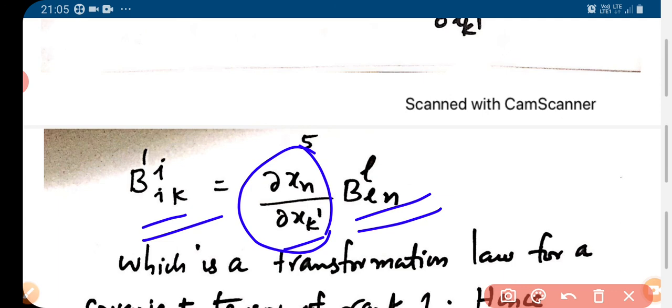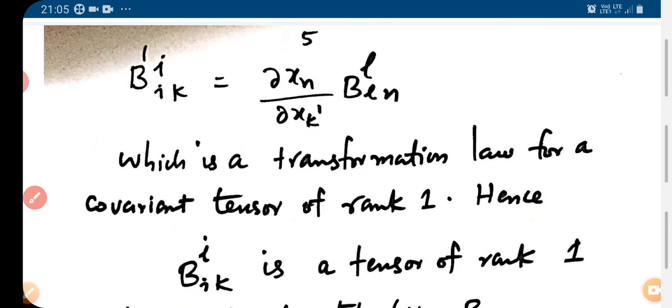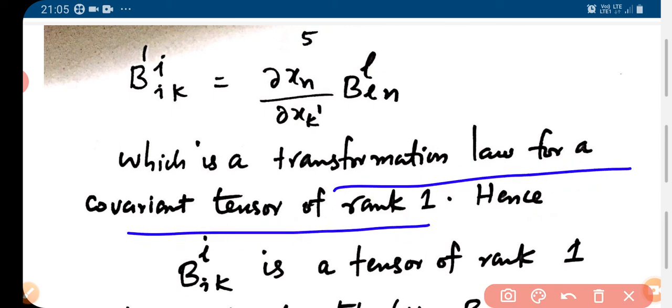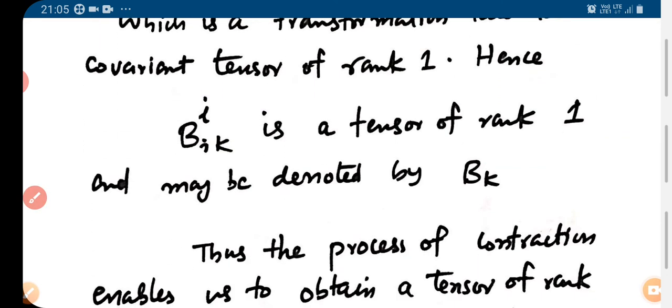If we had another term like this, okay, two terms like this, then it will be a second rank tensor, a tensor of rank 2. Here we have only one such term, so this is a tensor of rank 1. This is the transformation law for a covariant tensor of rank 1. Hence, this is a tensor of rank 1 and it is denoted by B_k.